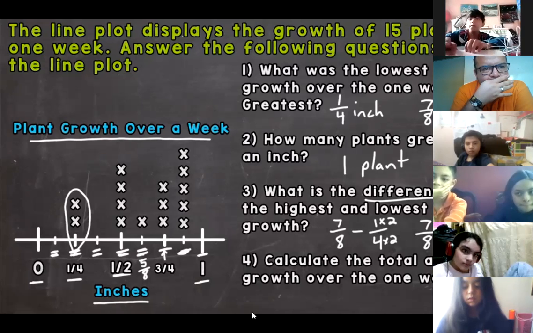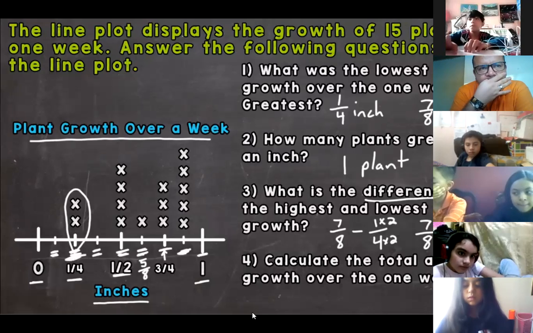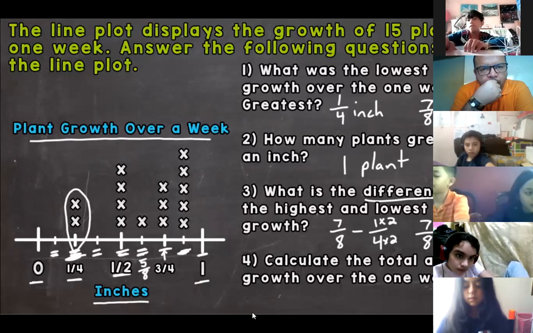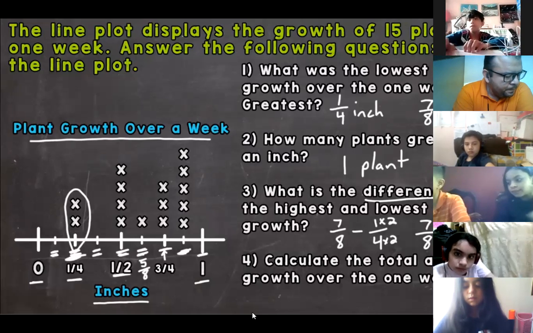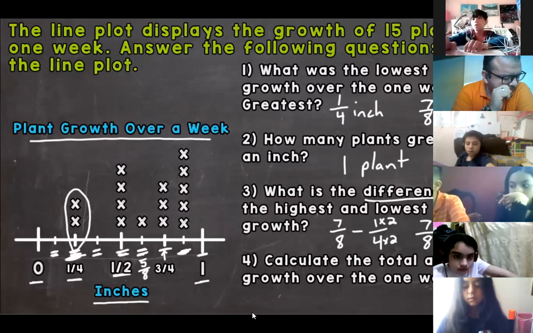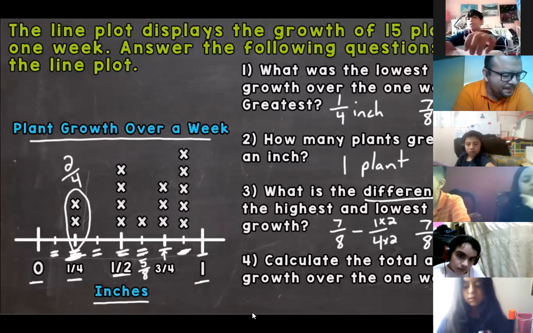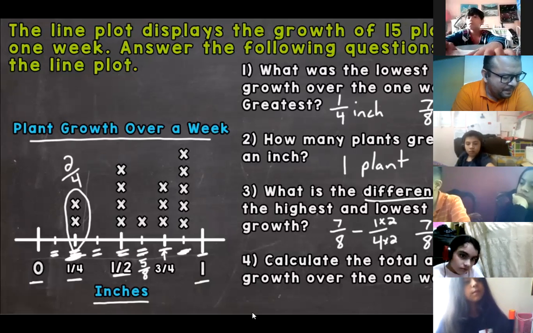So we're going to have to see how much each x is worth. We can think of it like that. Let's start with 1/4. We'll go in order here. So we're going to start right here, and we have 2 plants that grew 1/4 of an inch. So that would be 1/4 plus 1/4, that's 2/4 of an inch so far we grew.